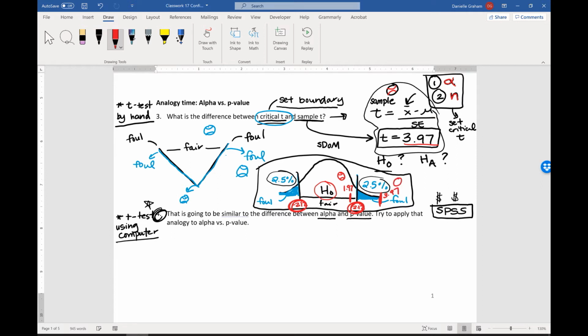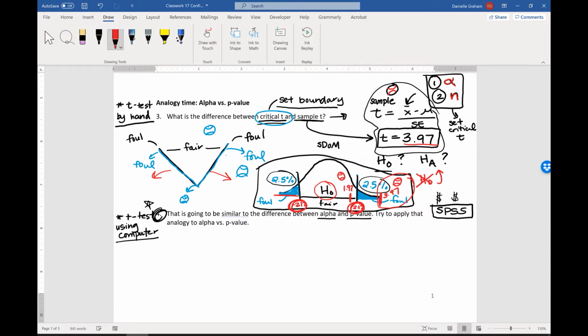Well, if we hit way out here at 3.97, this is definitely going to be in our foul zone. And in this case, we would say, nope, not fair. We are going to reject the null in favor of the alternative. Same thing if we got a negative 3.997, right? That would be way out here in this land. So it doesn't matter if it's on this side or this side in baseball. Either way, it's foul, right?